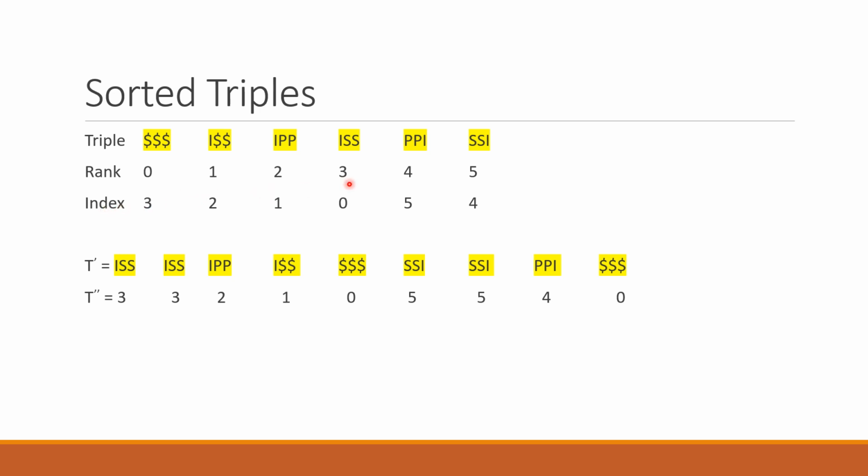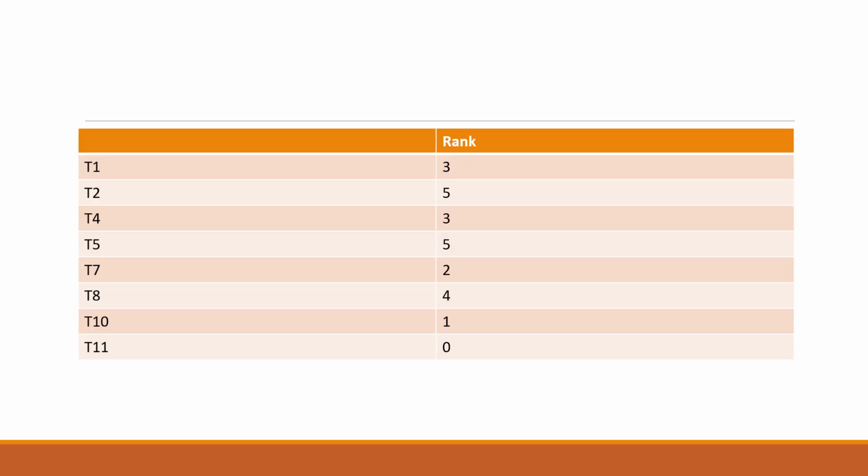position in the array. So this was our original T prime or T dash, and this is our T double prime. So T double prime, we find the rank of this by referring to this table. So we check the rank for ISS. For ISS, the rank is 3, so we write down 3 here. Then for IPP, we check the rank in this table, it is 2, we write it down here. So T double prime is the actual string on which we do the recursive call. So using the triples, we then determine the rank for the suffixes.